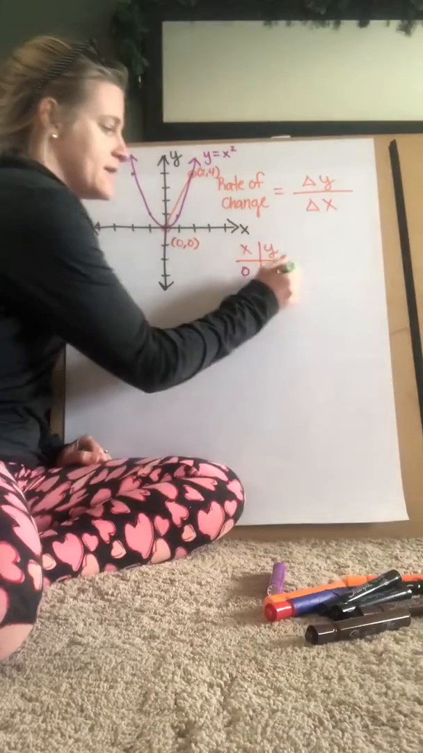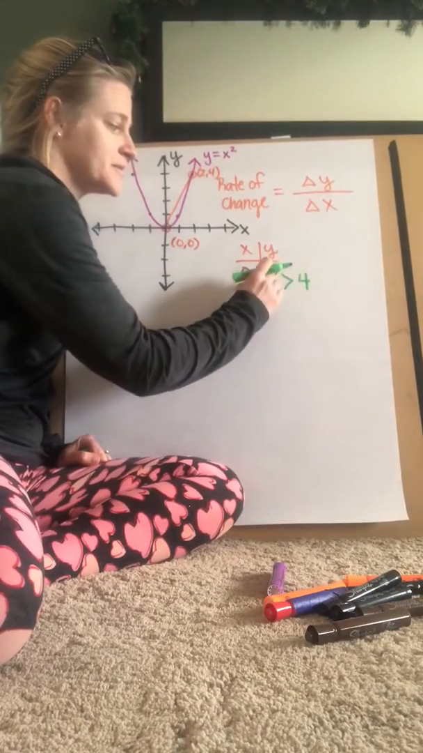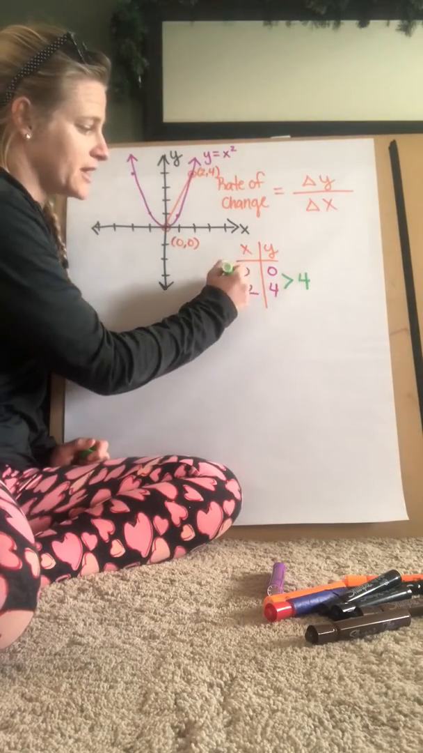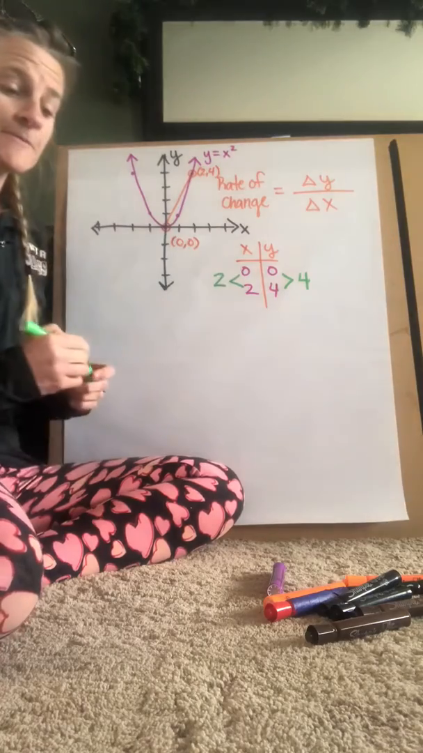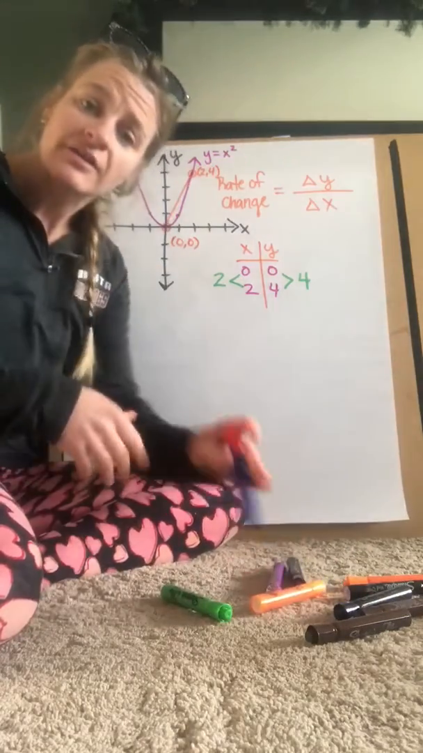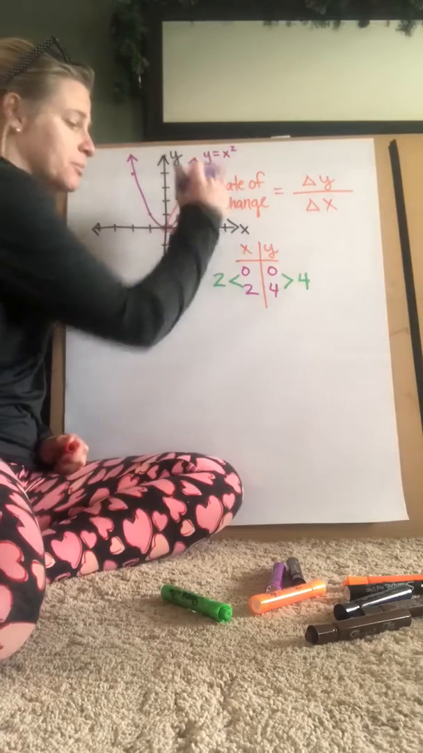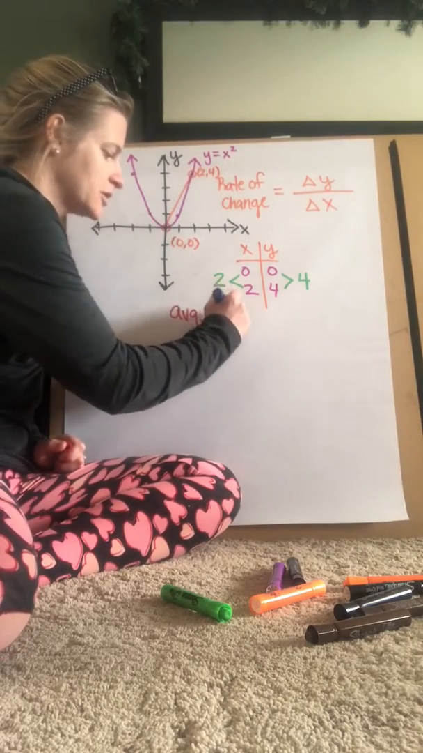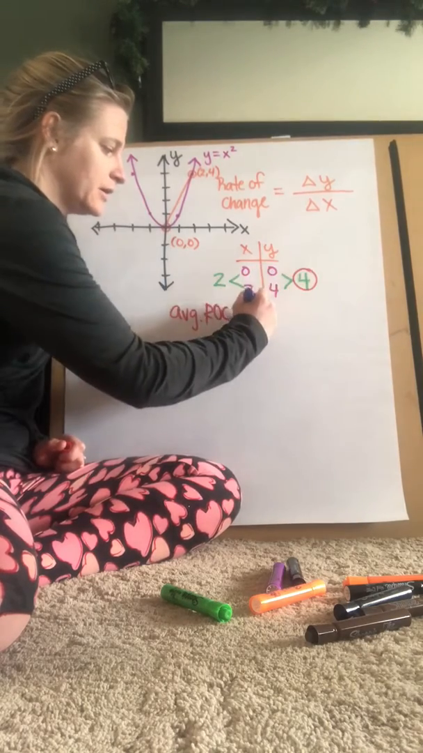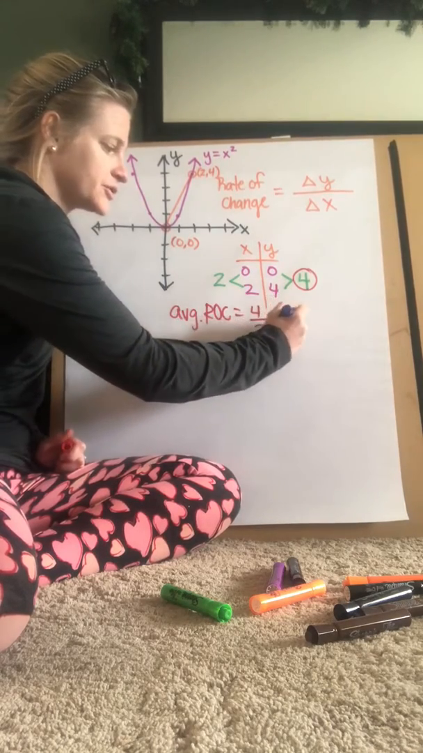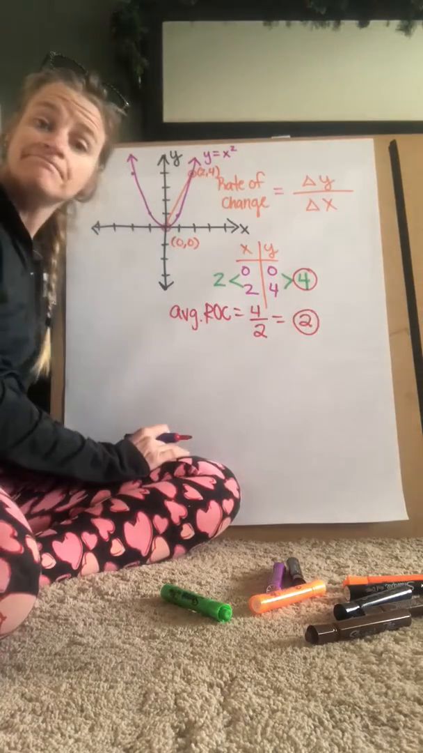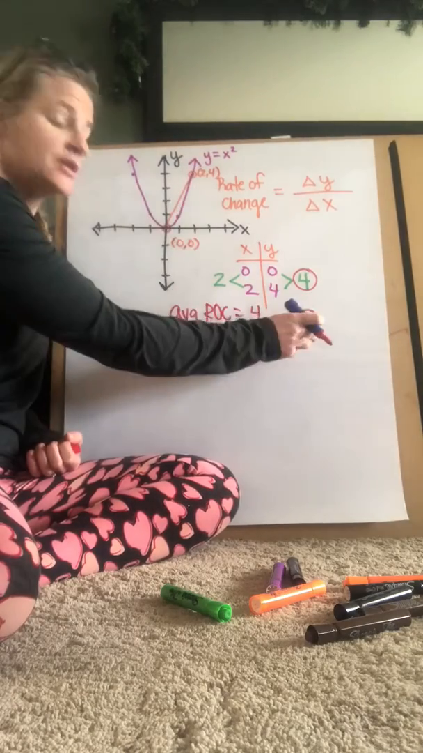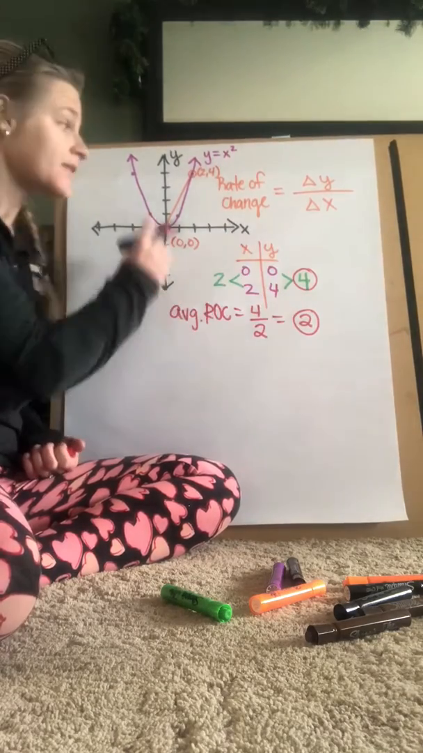The change in y is 4. From 0 to 4, I increased 4 units. To go from 0 to 2, I increased 2 units. Therefore, my average rate of change between these 2 points on my purple graph is 4 over 2, or just 2, okay? My average rate of change between those 2 points is 2. I'll show you again on the other side.